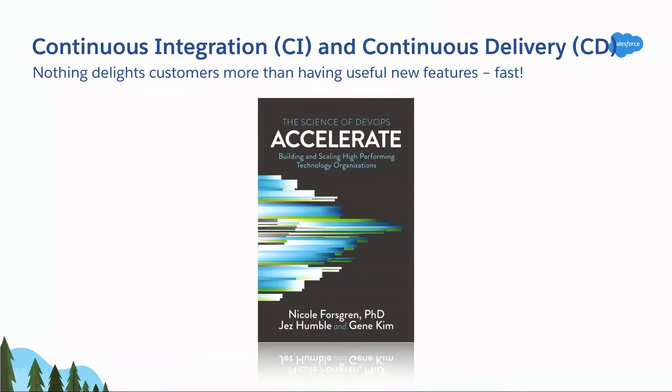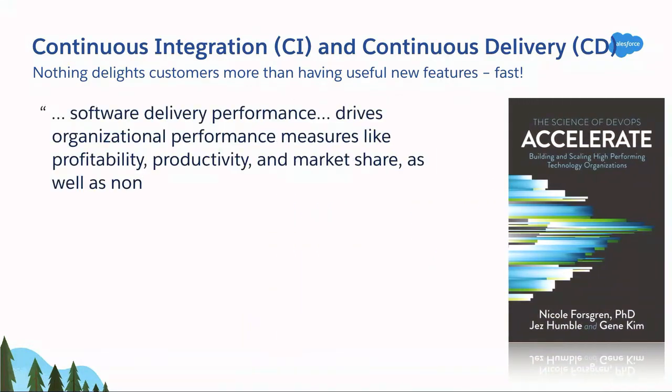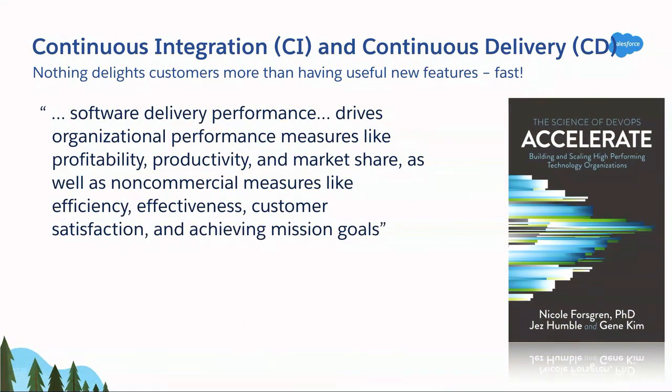It's by Nicole Forsgren. She actually gave a talk during the Architecture Summit internally at Salesforce, and a lot of us really like this book. Basically what this book says, and I'm just quoting the quintessential one here, is that software delivery performance drives organizational performance measures like profitability, productivity, and market share. And here's the kicker. It also drives non-commercial measures like efficiency, effectiveness, customer satisfaction, and achieving mission goals. In short, the faster you can deliver software, the happier everyone would be, both internally and externally.